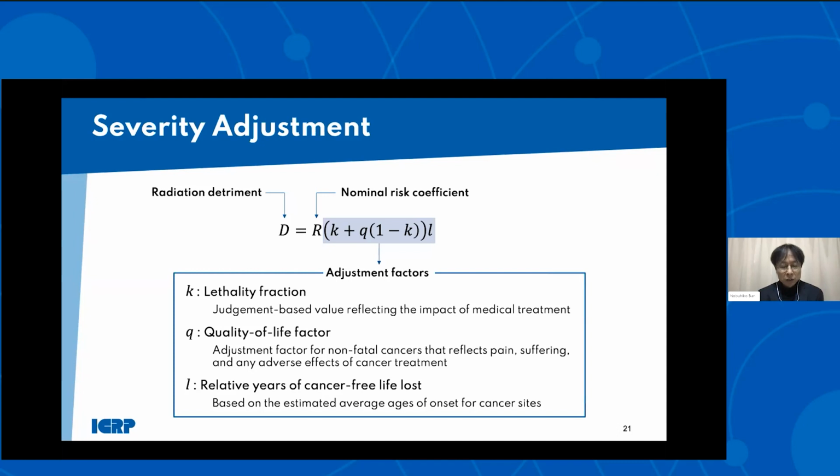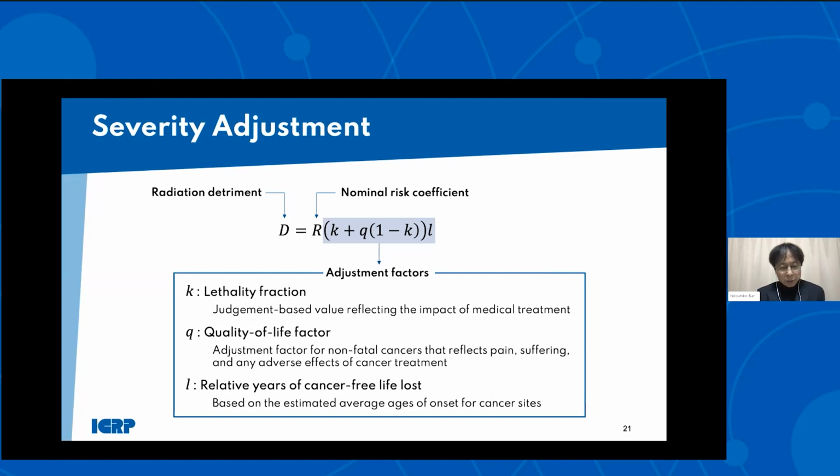K, the lethality fraction, is a judgment-based value reflecting the impact of medical treatment. Q, the quality of life factor, is an adjustment factor for non-fatal cancers that reflects pain, suffering, and any adverse effects of cancer treatment. And L, the relative years of cancer-free life lost, is based on the estimated average ages of onset for cancer sites.